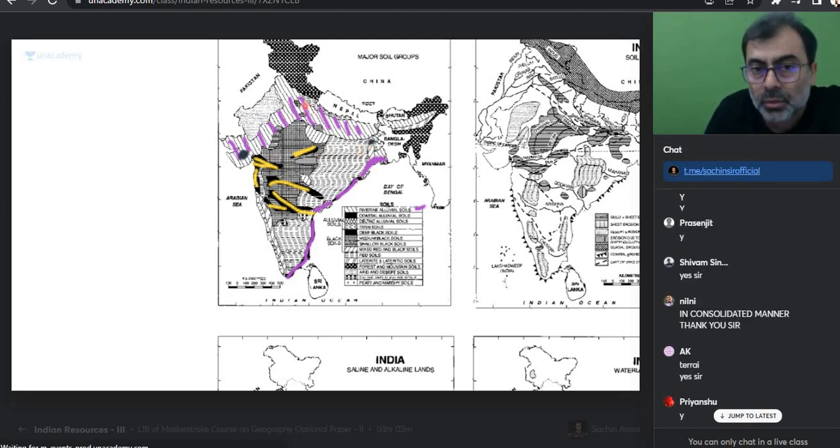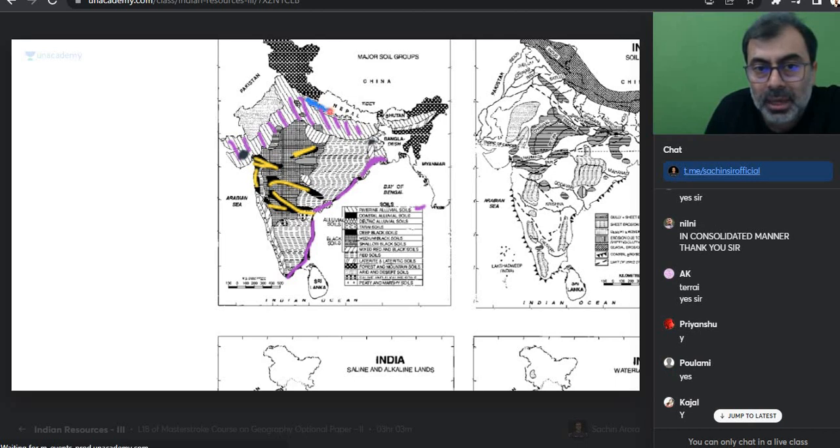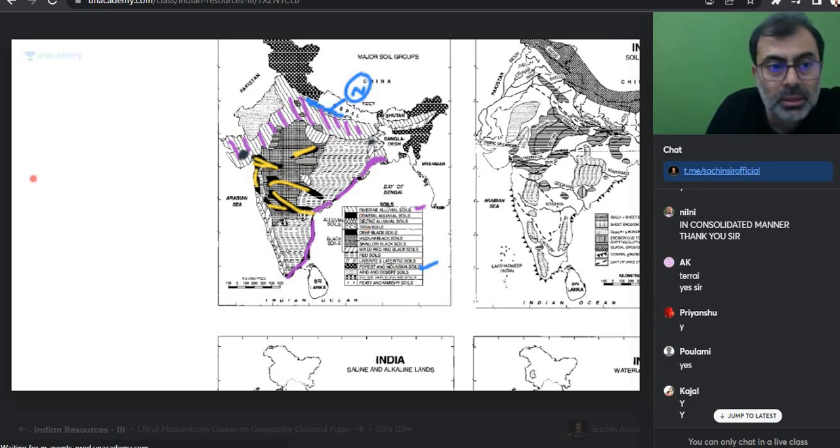Terai, I told you, Terai will be that alluvial belt. Remember, Terai is having nitrogen. Terai is the only belt with nitrogen. अच्छा, last वाला क्या? Forest and mountain. Is everyone okay? Forest and mountain.